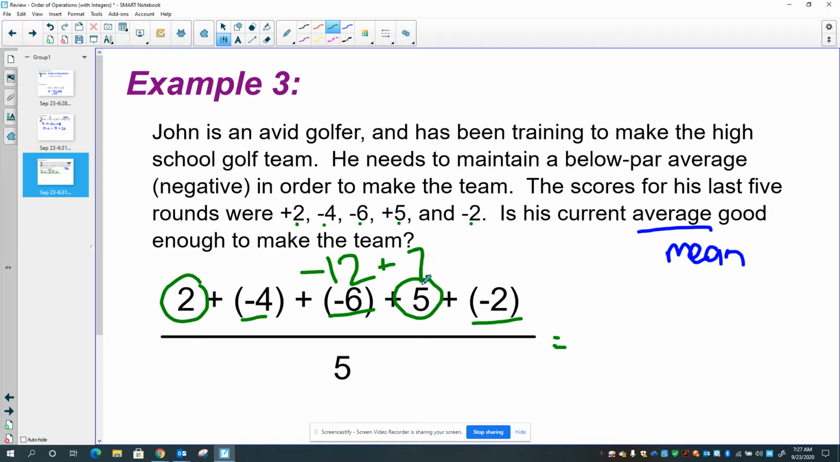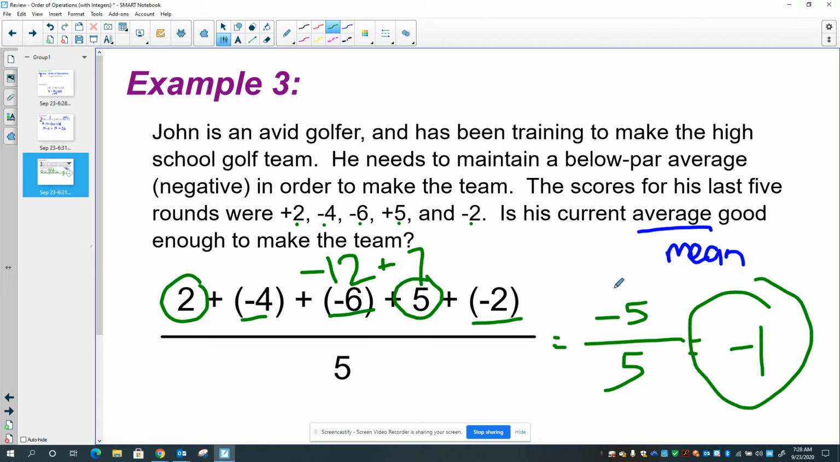So this is really just -12 plus 7. What's -12 plus 7? Well, it's a -5. And then we divide that by 5. So this will give us his average. -5 divided by 5 is -1. So he is averaging 1 under par. And to answer the question, is his current average good enough to make the team? Yes, it is. It needs to be below par. It is. He has made the team.